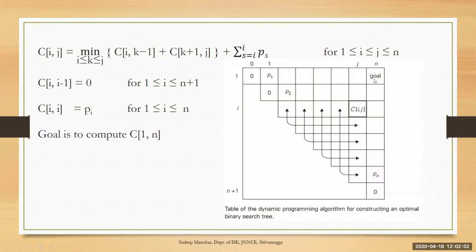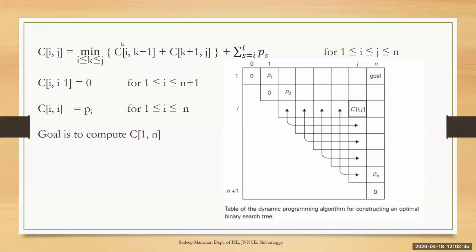Similarly, C of 1 comma n is this last one. So 1 comma n means what is the range? From 1 to n. So it gives the minimum average number of comparisons for the tree with nodes from 1 to n. That means when we consider all the nodes in the tree, this final cell, the topmost right cell, gives the minimum average comparisons for the whole tree.